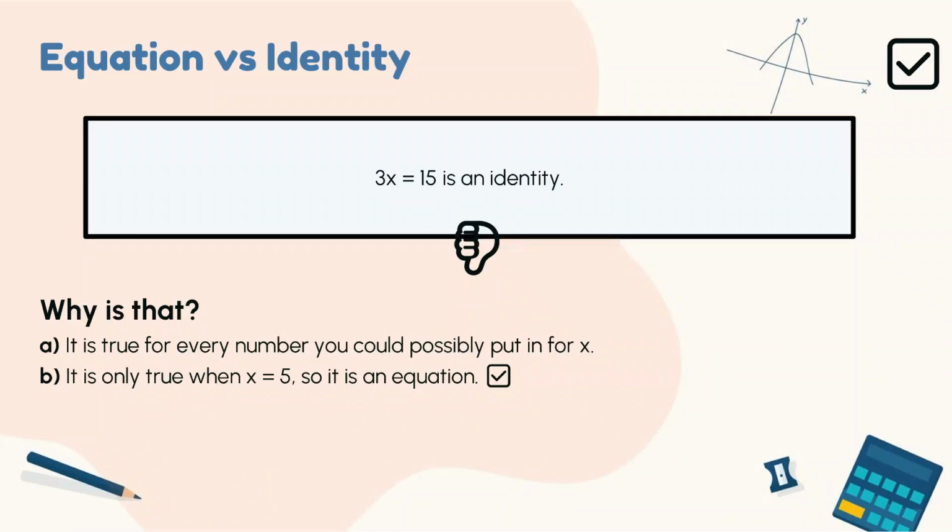3x equals 15 is only true when x equals 5, so it is an equation. It is not an identity because it is not true for every possible value of x. This is the key difference. An equation is true for specific values. An identity is true for all values.